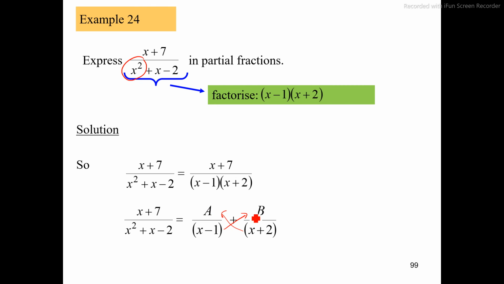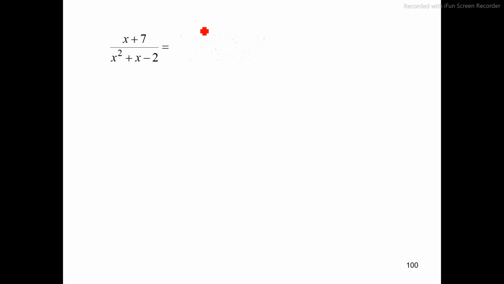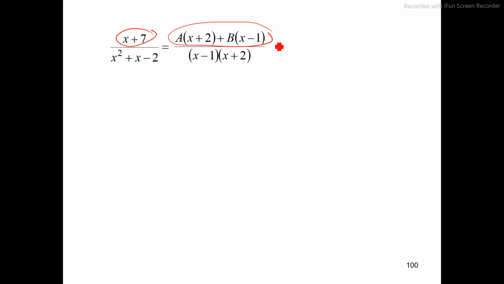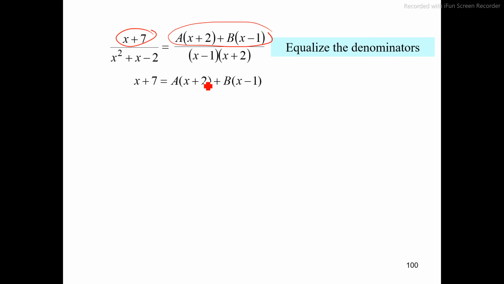Now we are going to multiply with the denominator, cross multiply like this. Now we want to compare numerators only. Using elimination as before, x plus 2 equals 0. What is the value of x? x equals negative 2.